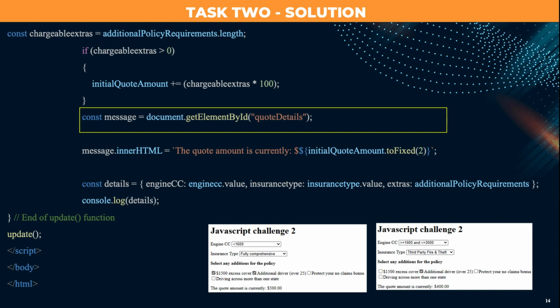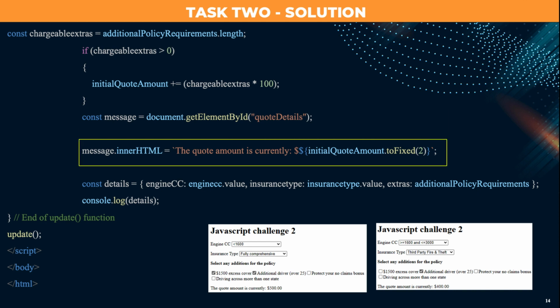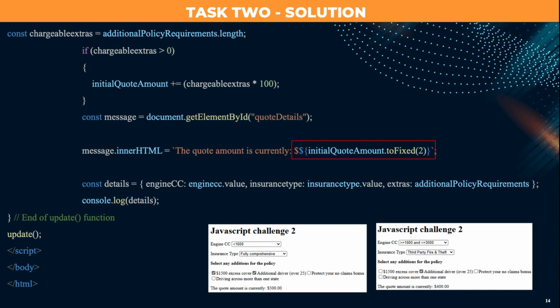So we're going to print a message out there, so we need to find that first, and we'll set it to a value called const message. Then we set the inner HTML of that element, which is now called message, to say, backtick, which means we are using string interpolation, a template literal. The quote amount is currently, and then we wanted to say a dollar sign, so we put $. But because it's a variable, we also use $ with the open curly brace and the closed curly brace. And we say initialQuoteAmount, but we want that to be to 2 decimal places.